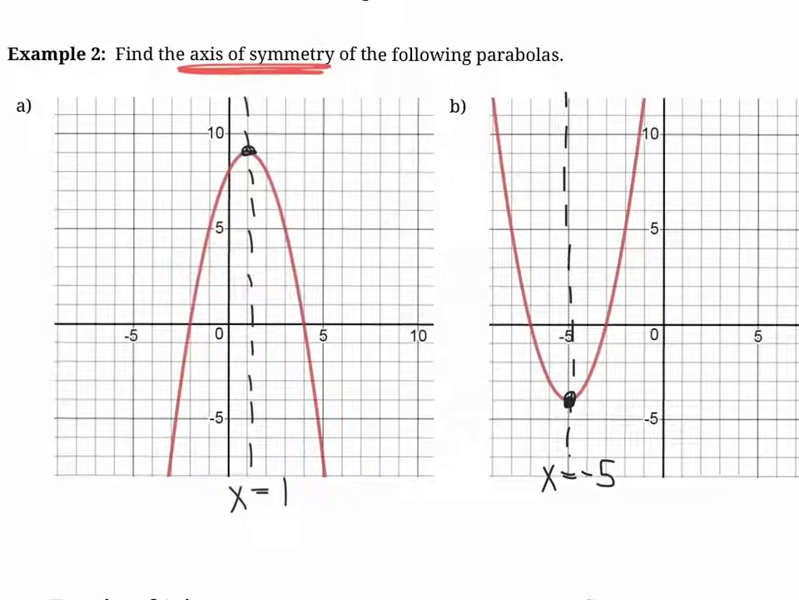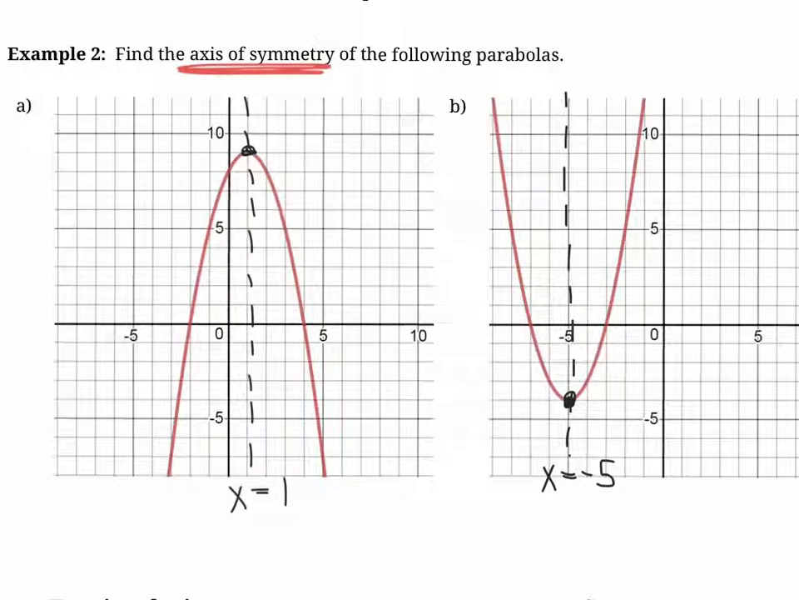So this was really simple, but it's not always going to be this simple. Sometimes we're only going to be given an equation and not a picture. So we have to start thinking, how could I find this number if I didn't have a picture? Well, the key is that if you have the two x-intercepts, you can always find the equation of symmetry.